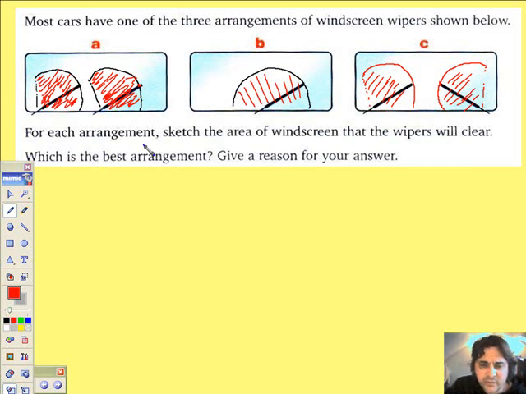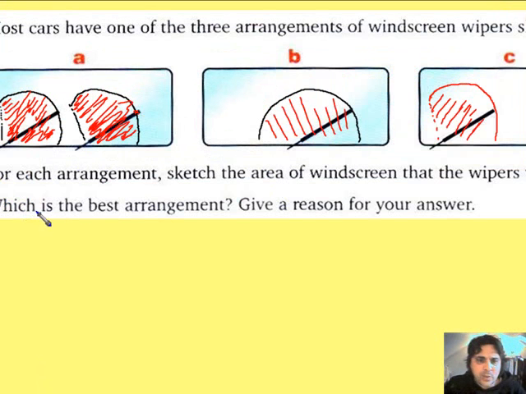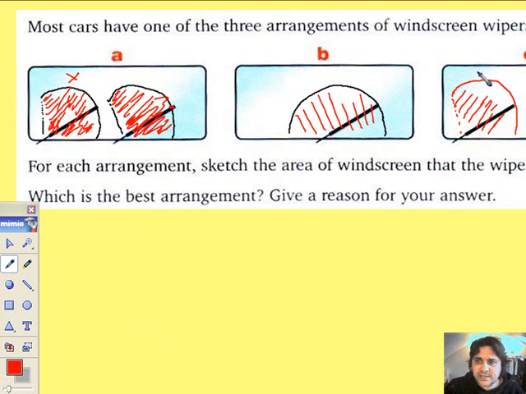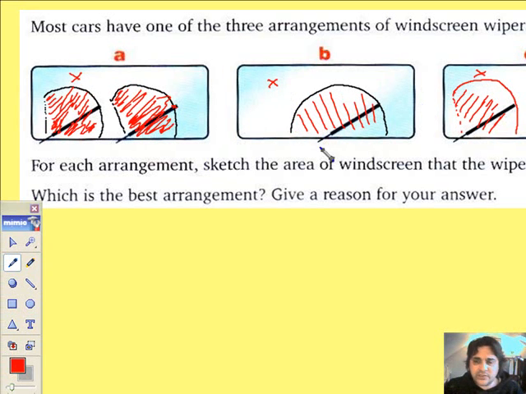Now, question, for each arrangement sketch, I've done that, which is the best arrangement, and give a reason. I honestly can't tell. I suppose you've got to judge the biggest area covered by both windscreens. Now, if we're looking at England now, the UK, the driver sits on the right, so here he is, there, or here she is, and there he or she is, and here, there, he or she is there again.